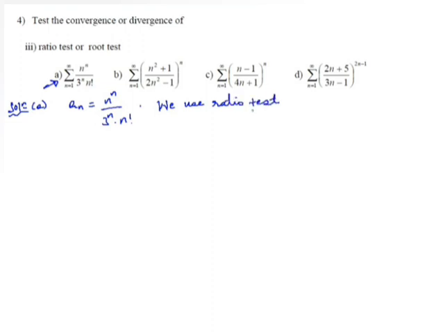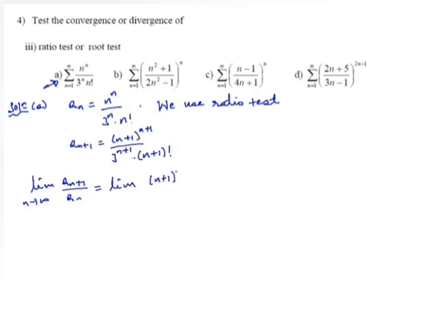So an is this one. So an plus 1 will be (n plus 1) to the power of n plus 1 over 3 to the power of n plus 1 times (n plus 1) factorial. The limit of the (n plus 1)th term over the nth term as n approaches infinity is the limit of (n plus 1) to the power of n plus 1 over 3 to the power of n plus 1 times (n plus 1) factorial over n to the power of n over 3 to the power of n times n factorial.